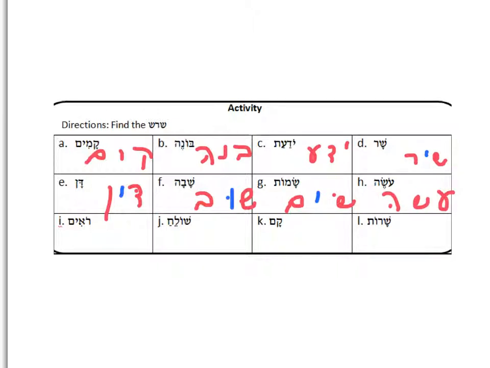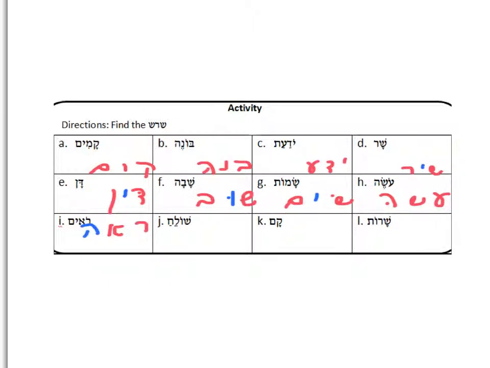How about ro'im? What got dropped from ro'im? I have a resh, aleph. My im is my suffix. The hey got dropped. For J, my shoresh for sholeach is shin, lamed, chet. No one got dropped. Kam for K, I have kuf, mem, and a missing letter, so it's going to be kum, kuf, vav, mem. And how about L? I have sharot, shin, resh, and my yud got left out.